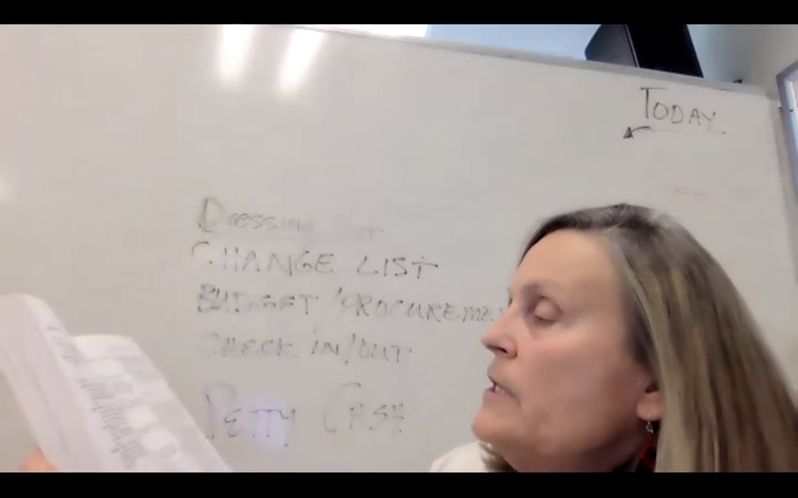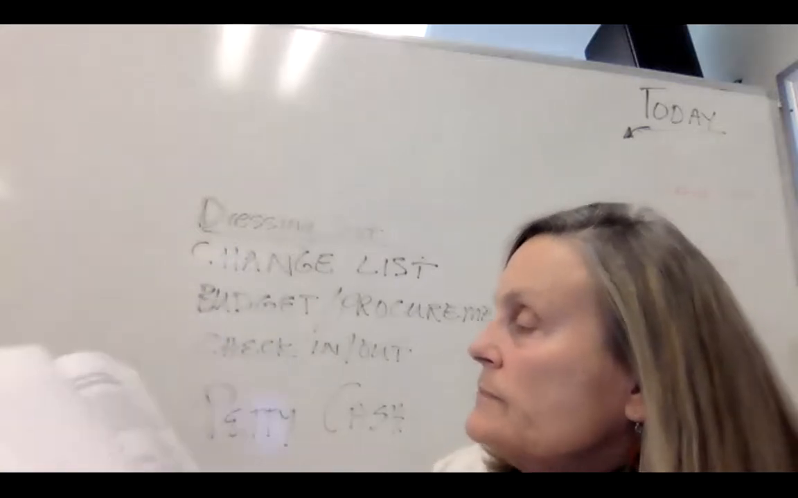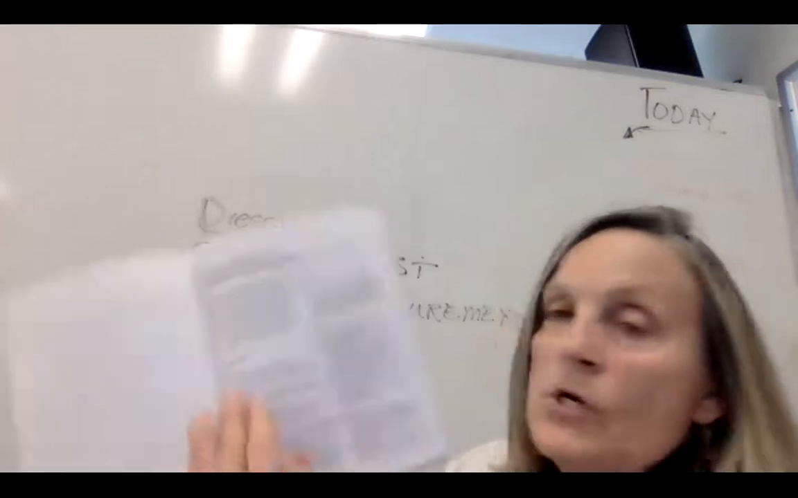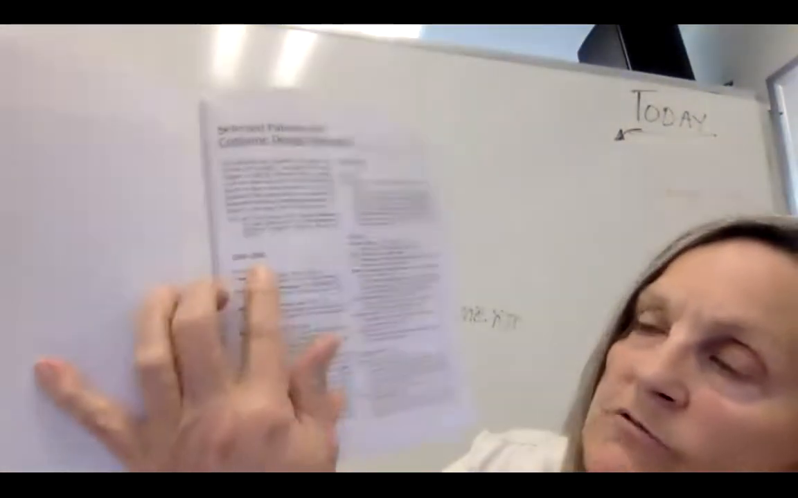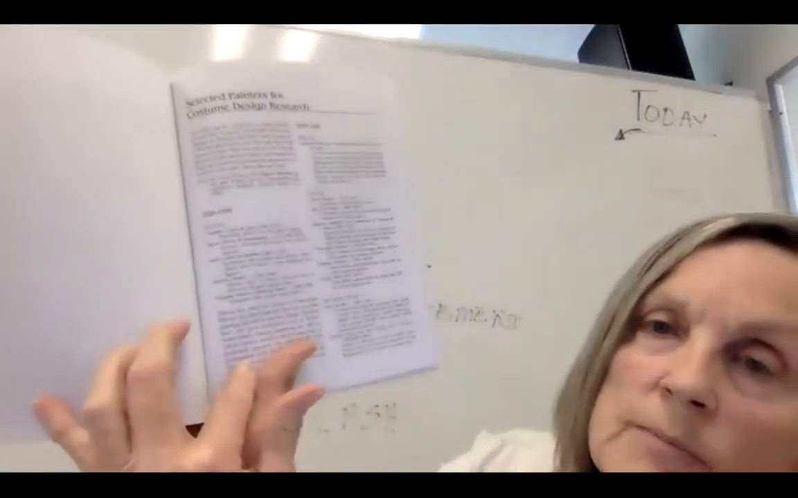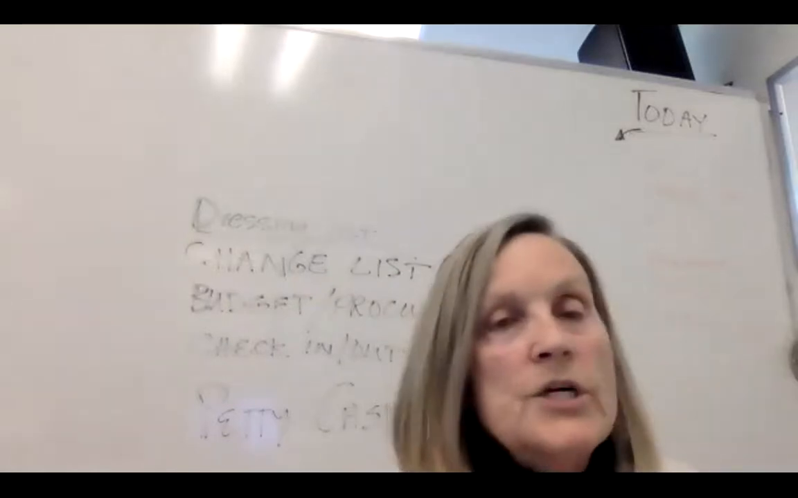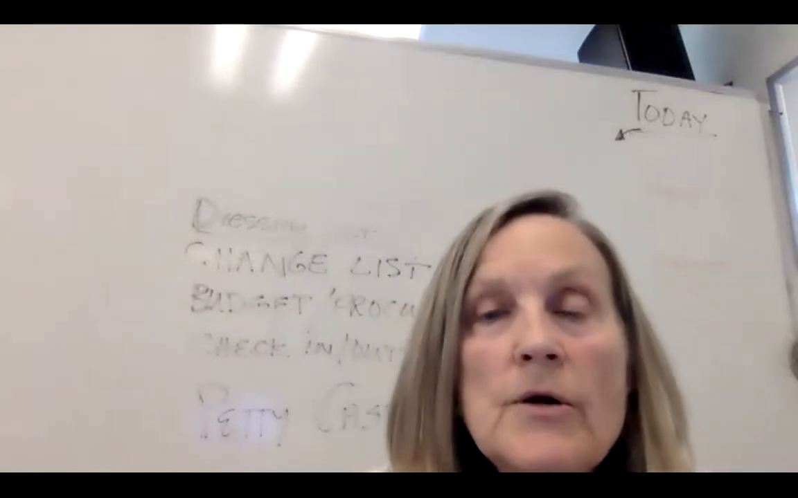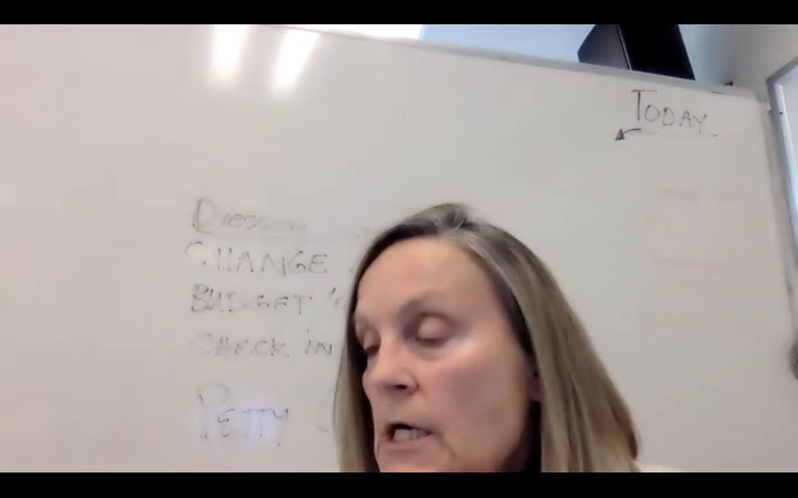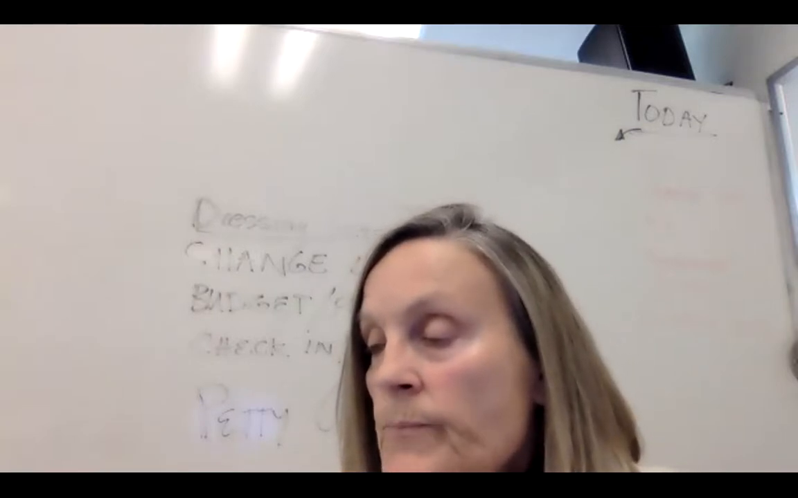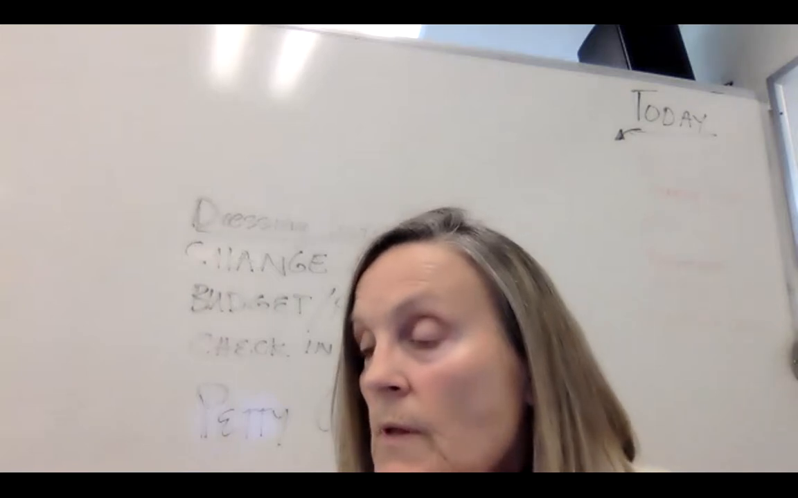So let's say you want to look at 1250 to 1350, and it will list some painters, and that might be influential for you to look at for your design projects. So it's just something good to know, okay? So be sure that you review that, and I'll put that on the checklist.